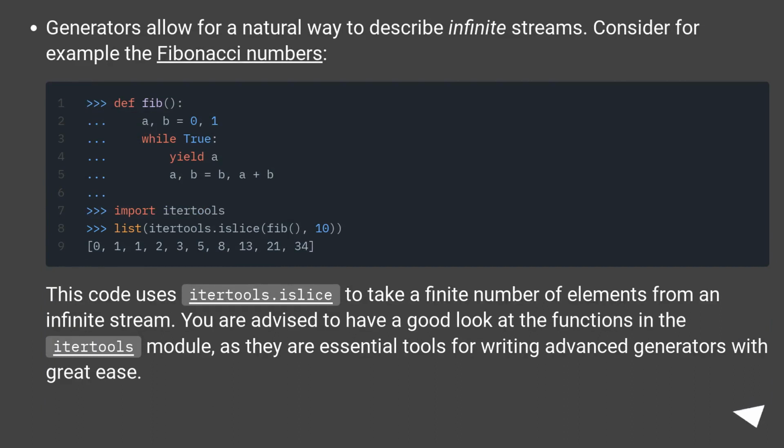Generators allow for a natural way to describe infinite streams. Consider for example the Fibonacci numbers. This code uses itertools.islice to take a finite number of elements from an infinite stream. You are advised to have a good look at the functions in the itertools module, as they are essential tools for writing advanced generators with great ease.